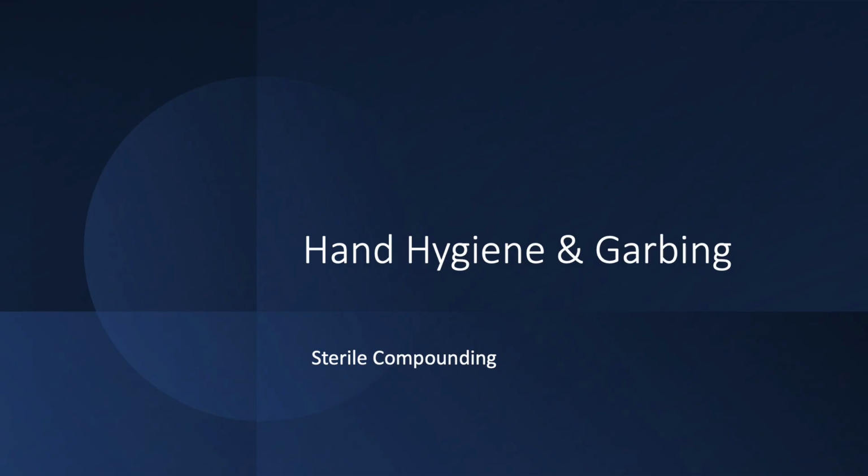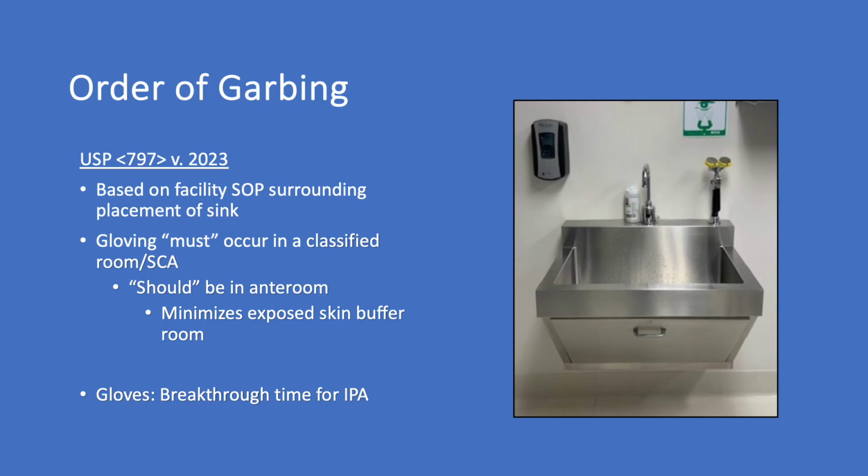It's important to refer to your facility's SOPs on hand hygiene and garbing. The facility is responsible for establishing the order of garb and documenting it in the SOPs. The order of garb will be dictated by the location of the sink. The sink can be located inside the anteroom or outside the anteroom. If it's inside the anteroom, it can also be on the dirty side or the clean side. However, when it comes to gloving, there are specific rules that apply.